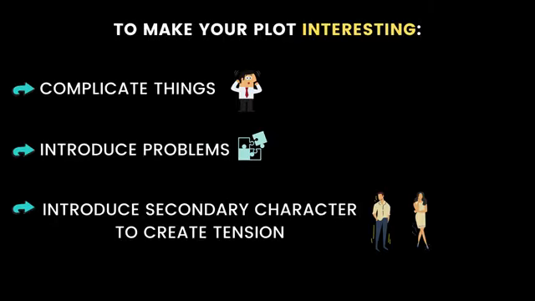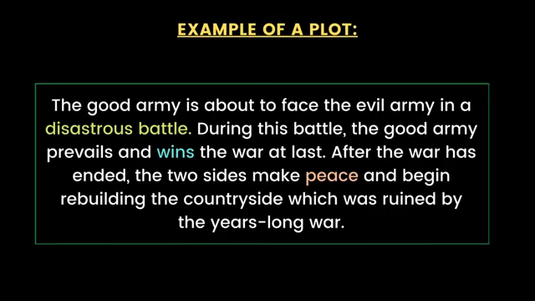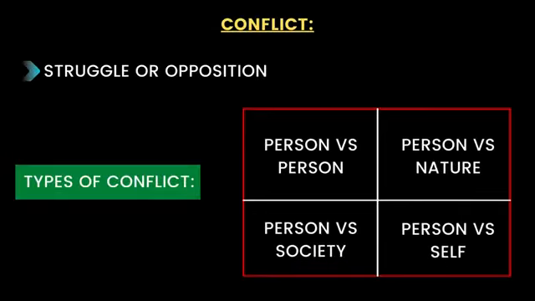Now here is a tip for you: if you want to make your plot interesting, complicate things, and introduce new problems in your story. This will create suspense. Similarly, you can also introduce secondary characters to create suspense. Now, here is a simple example of a plot for you. The good army is about to face the evil army in a disastrous battle. During this battle, the good army prevails and wins the war at last. After the war has ended, the two sides make peace and begin rebuilding the countryside, which was ruined by the years-long war.